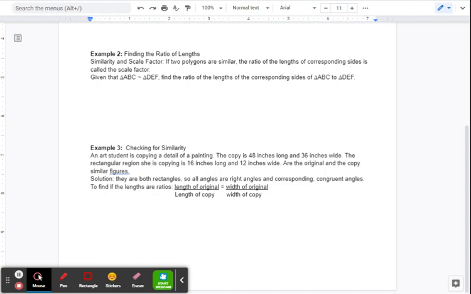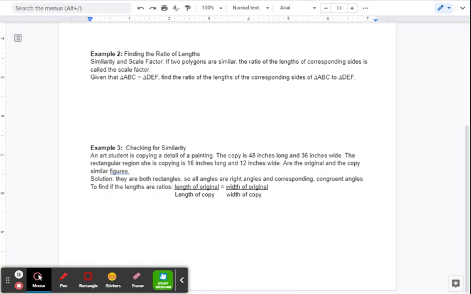So 16, 20, 28. And then we have 12, 15, and 21. So those are our side lengths. So we want to write a ratio for each pair of corresponding sides. So this one, we don't have any triangles turned. They correspond exactly to the same positions because no triangle is turned.